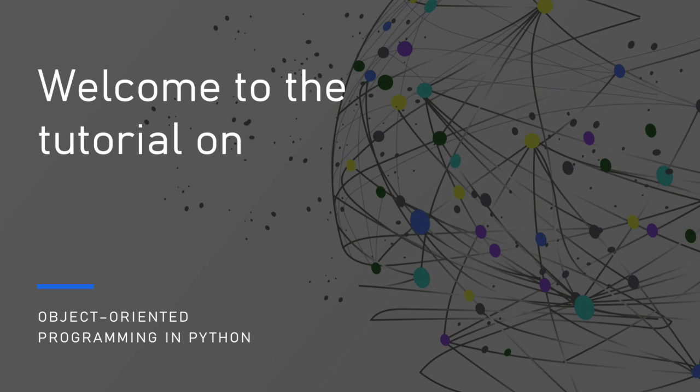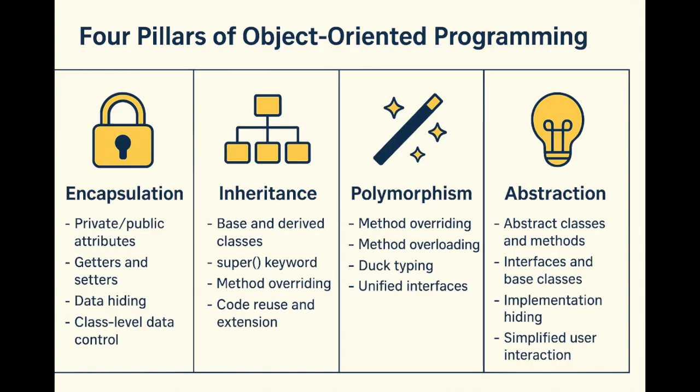Today's tutorial is going to be about object-oriented programming, and we shall see its implementation in Python language. These are the four core pillars of object-oriented programming. Starting off with encapsulation, the protective shield. Encapsulation is all about data protection and controlled access.